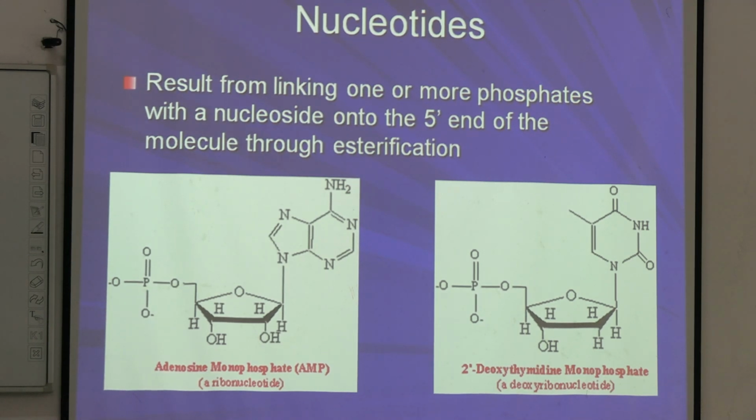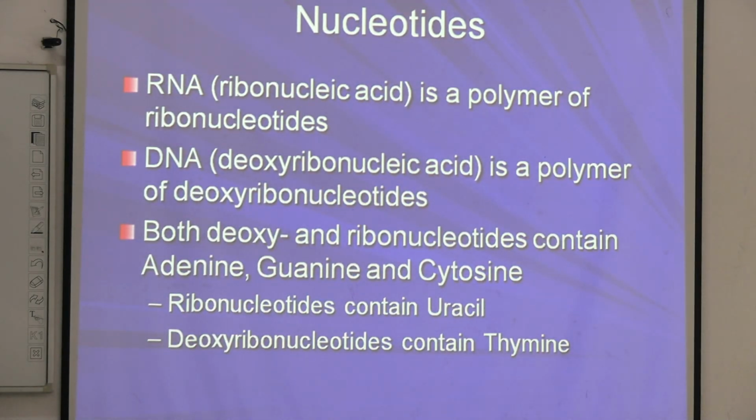If the sugar is deoxyribose, then just add one deoxy prefix. Deoxyadenosine triphosphate, deoxyadenosine monophosphate, deoxyadenosine diphosphate. Next. So we have got different names for different nucleotides.